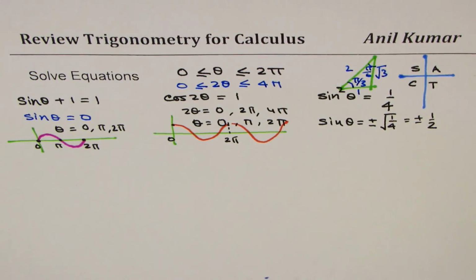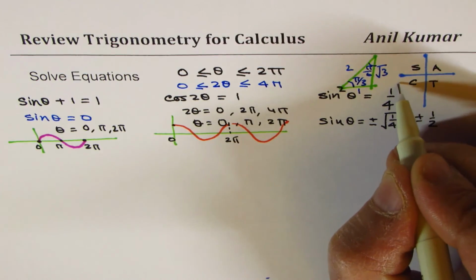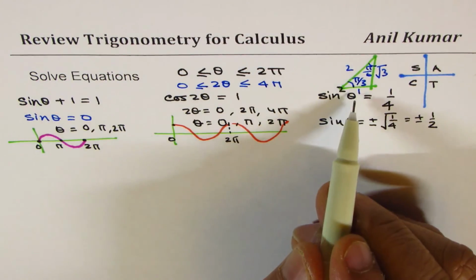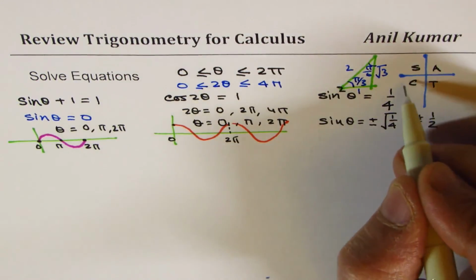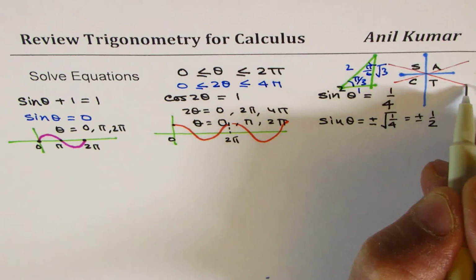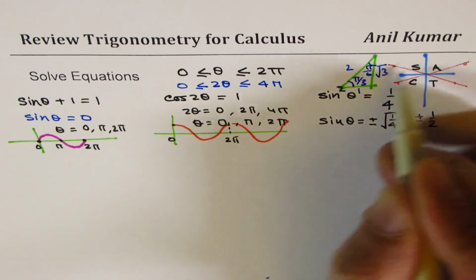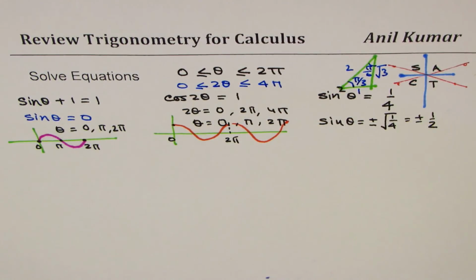Now, if you're looking for plus minus half, that means we're looking for a solution where the reference angle is pi by 6. So we're looking for these solutions. Do you see that? We are looking for these 4 solutions. All give you plus minus half. How do you get all of them?